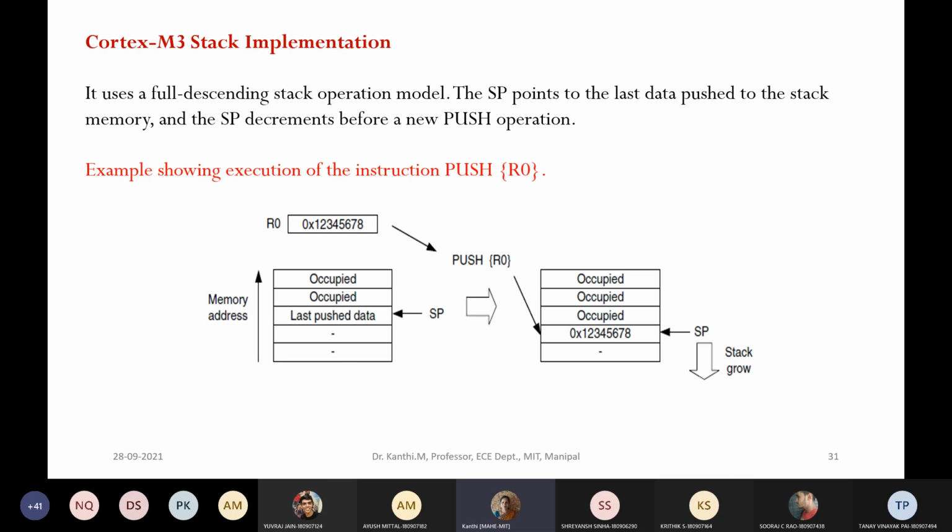So this is just to show the implementation of the stack memory in the ARM Cortex processor. Say I have some data in the register R0, and when I say push R0, your stack pointer will be decremented by 4, and you copy the data onto the stack.